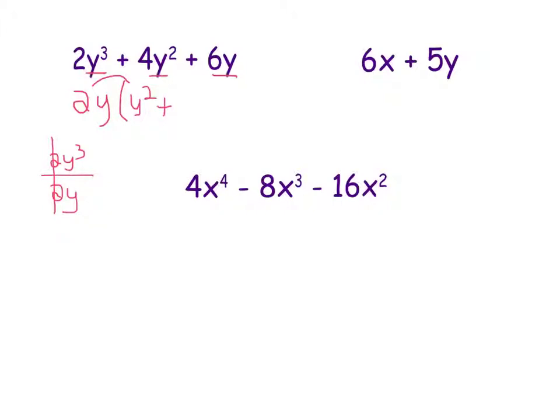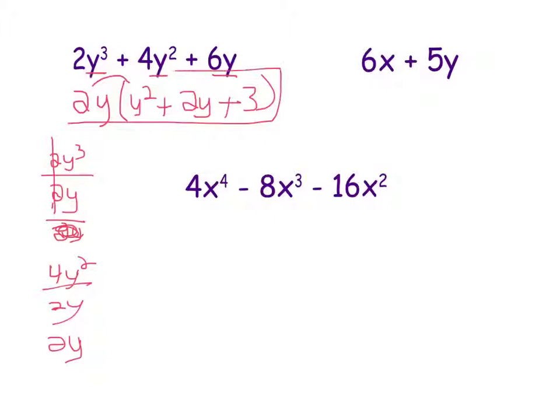Alright, so then we'll do the next term. 2y times what gives me 4y squared? Well, 2 times 2 is 4, and y times y is y squared. Again, if you want to write it out, 4y squared divided by 2y. You can do that. 4 divided by 2 is 2, y squared divided by y is y. And then the last one, 2y times 3 gives me 6y. So this is my answer. I factored out a common monomial, so now it is in factored form with 2 factors.